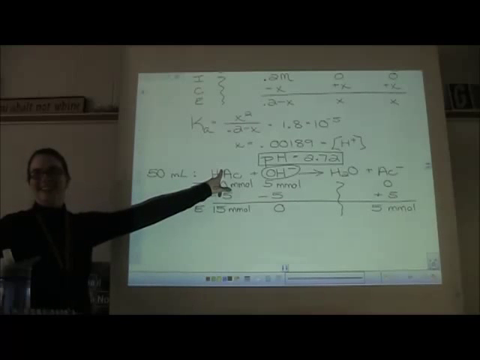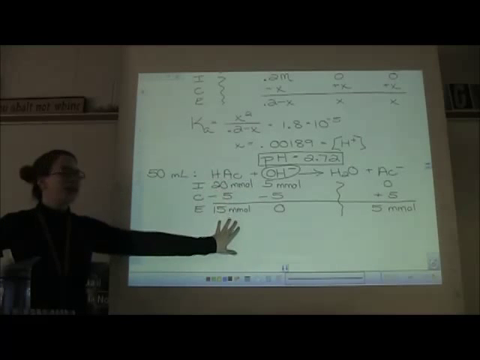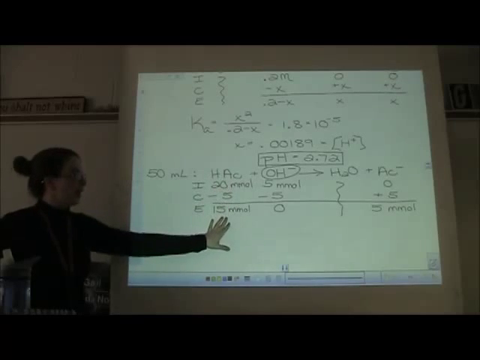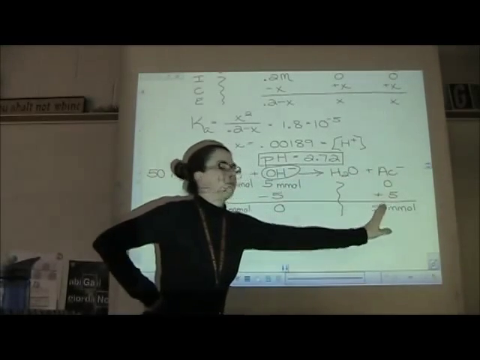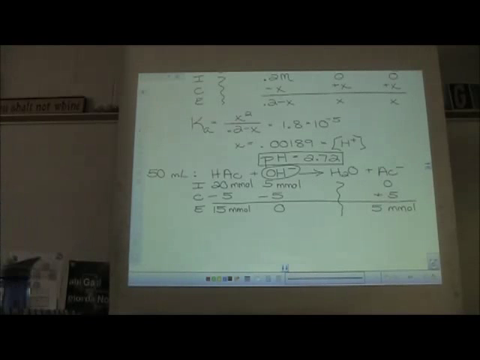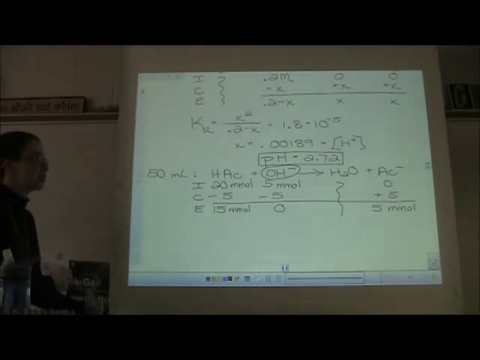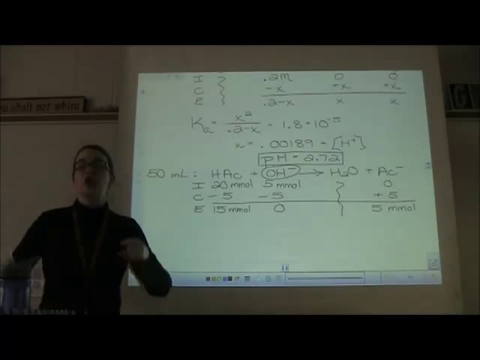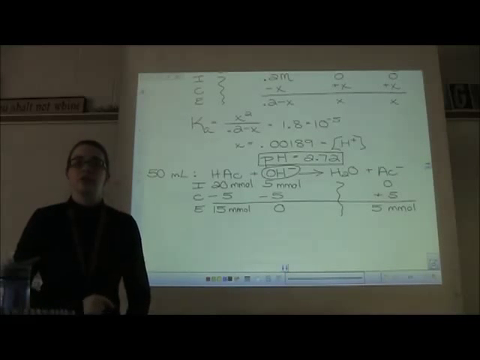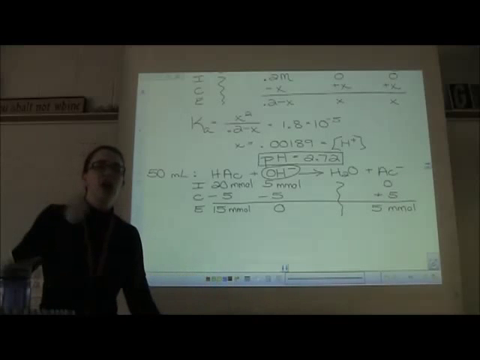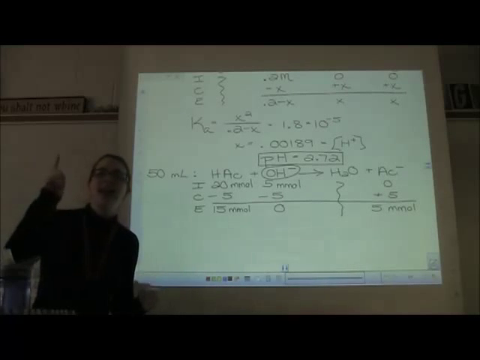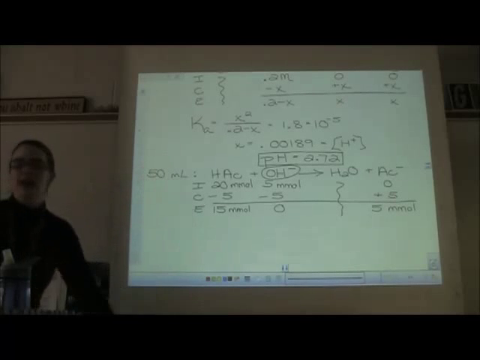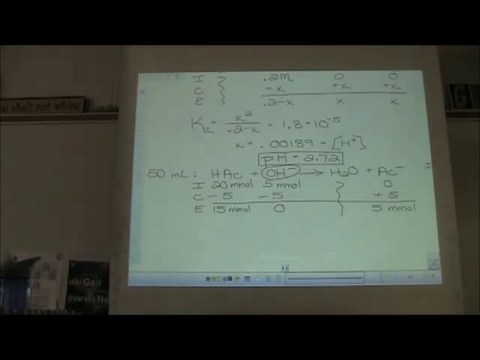Remember, a buffer can be a weak acid and its conjugate base present at the same time in the same place. And here's the fantastic part of this. If you have a buffer and you need to find the pH, what can you use? Magic! No, wrong! Handy Haas. You don't need to do another ice table. You can use Handy Haas, which is awesome because it's quick and easy.